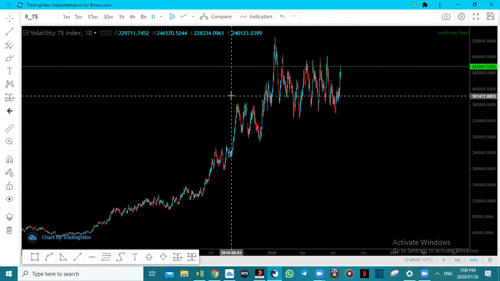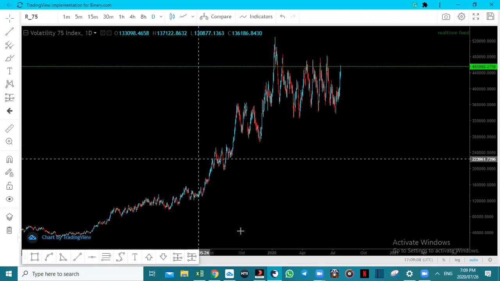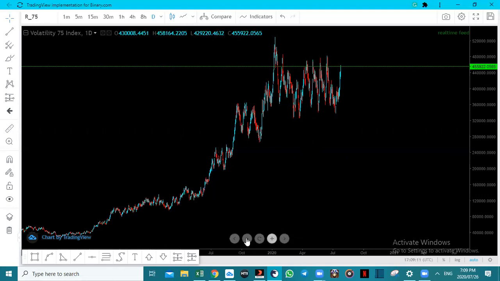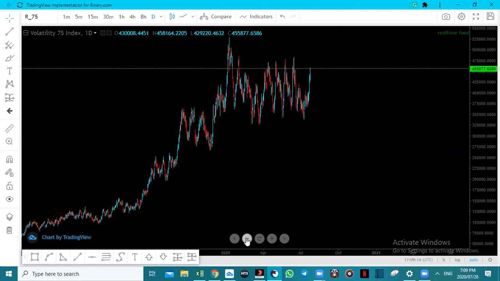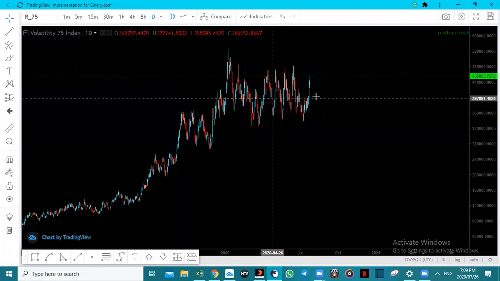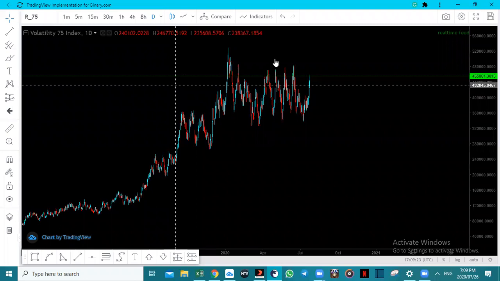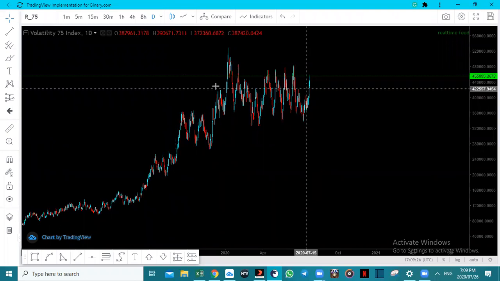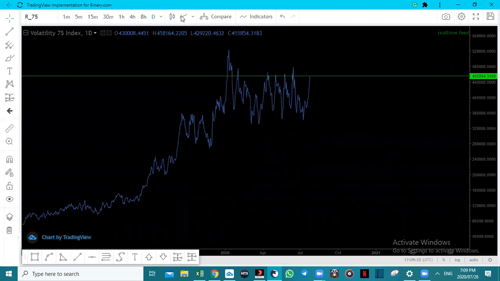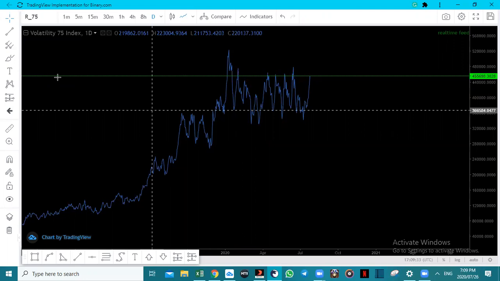So basically, what we want to do, guys, whenever we analyze, is start on the bigger time frame and zoom out so we can see as far as we possibly can. Right now price is in this area right here, and what we want to do is identify areas of support and resistance. Support is the floor and resistance is the roof.